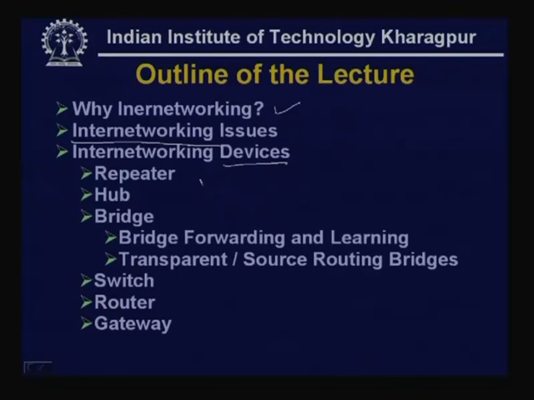There exist various types of devices such as repeater, hub, and bridges of different kinds. There is a bridge which does forwarding and learning, known as a transparent bridge, then the source routing bridge, and then there are switches, routers and gateways. I shall discuss all of them one after the other.